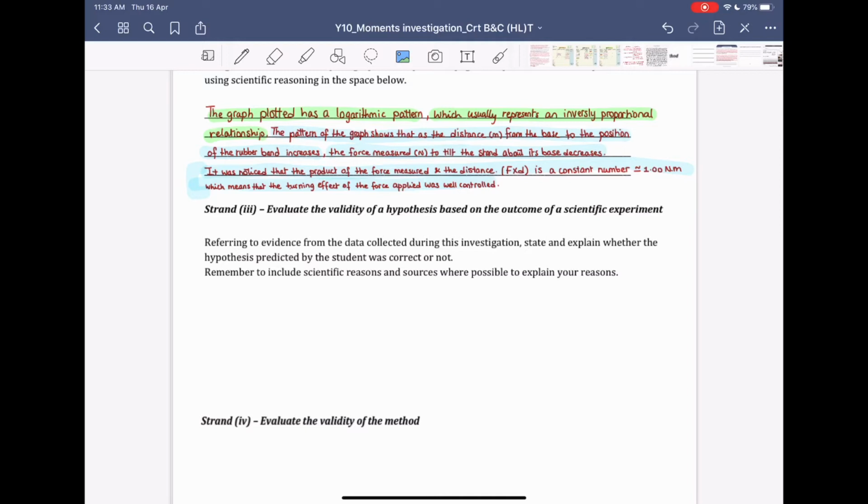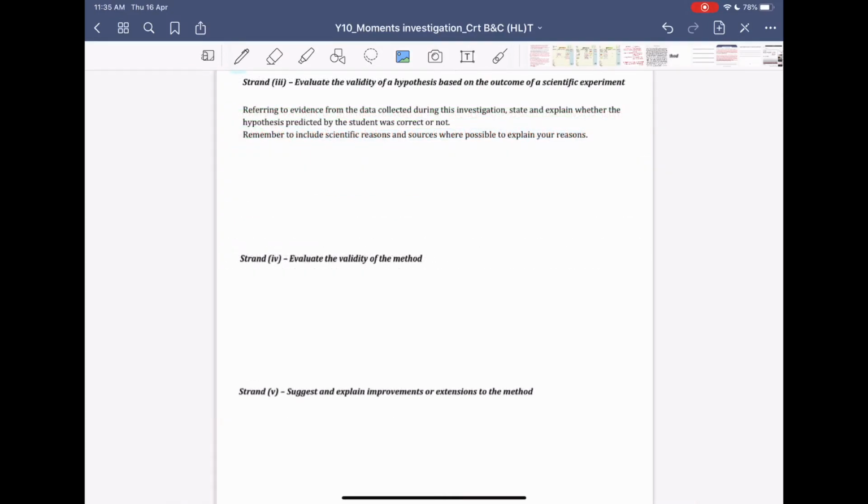Now, for strand 3, I need to evaluate the validity of the hypothesis. We need to evaluate the validity of the hypothesis based on the outcome of the scientific experiment. You need to refer to the evidence from the data collected and from the graph plotted. So we're gonna start by saying, considering the graph plotted and the data recorded on the previous page, we can confirm that the hypothesis was verified.